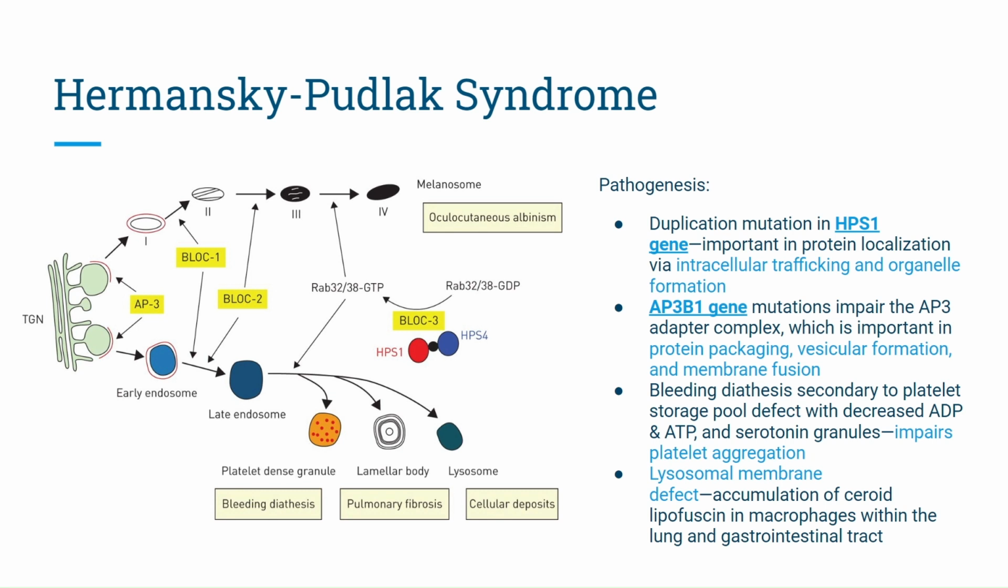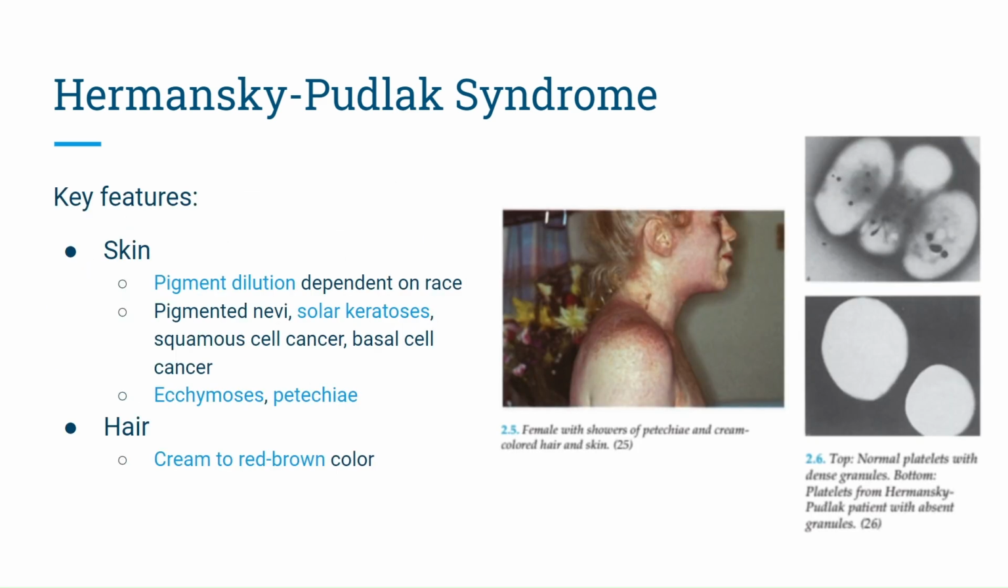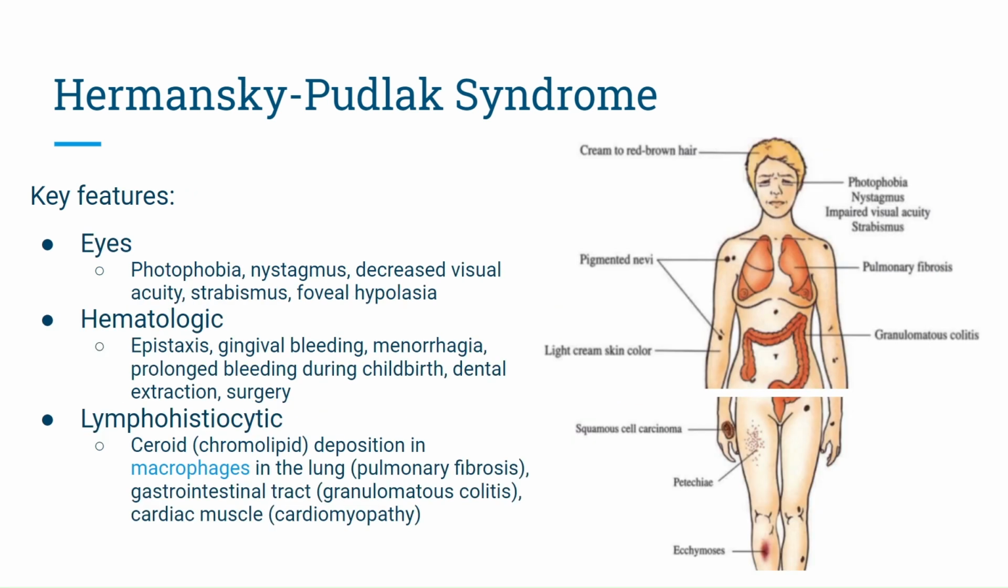You also will see lysosomal membrane defects and accumulation of ceroid lipofuscin in macrophages. You're going to see a pigment dilution, not without pigment, but pigment dilution. That makes you more susceptible to actinic damage and things that come thereof, as well as the added negative of ecchymoses and petechiae. Other things you can appreciate: photophobia, nystagmus, strabismus, epistaxis, gingival bleeding, menorrhagia, prolonged bleeding during childbirth, dental extraction or surgery, the ceroid depositions in macrophages as well.